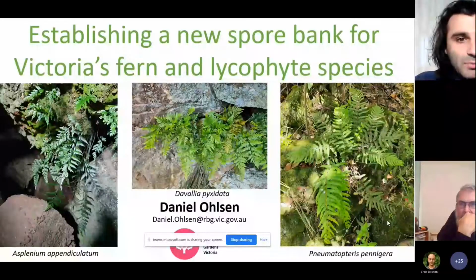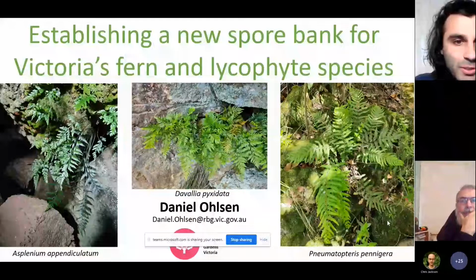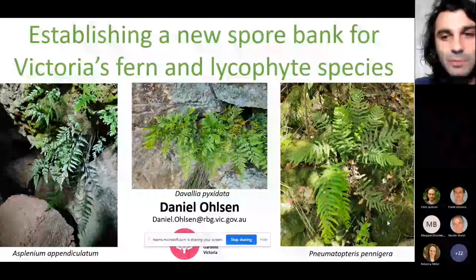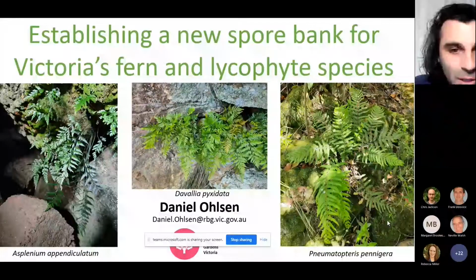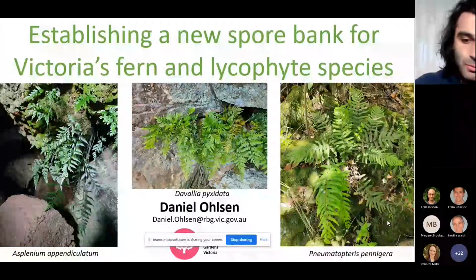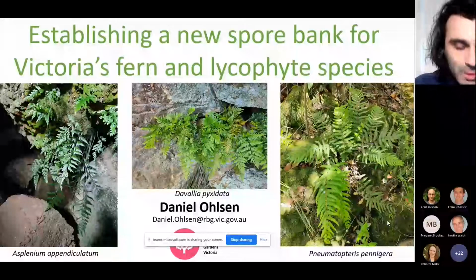So here's some species of ferns that we've currently sampled for the spore bank so far. These are all threatened species from Victoria: Asplenium appendiculatum, Davallia pyxidata, and Pneumatopteris pennigera. That's my email on the screen too, so if you've got any questions at any time, you can just email me. I'm happy to answer any questions on this or any other things you might want to ask me.